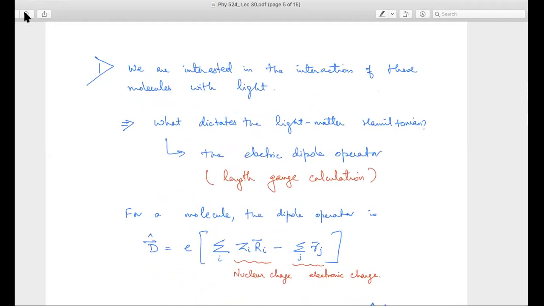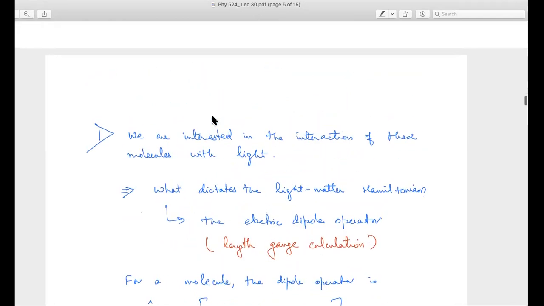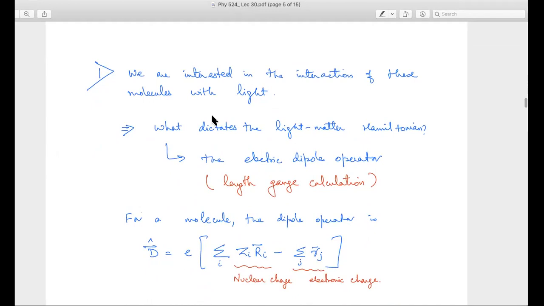Then let's go to the interaction with light, basically: absorption and emission experiments. We will be interested in the interaction of these molecules with light, and this is dictated primarily by the electric dipole operator. This we did in detail. There are two ways to include light-matter interaction: one is the velocity gauge, one is the length gauge. We did both of these exercises.